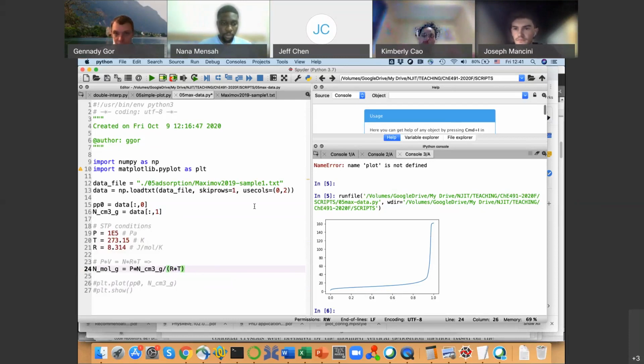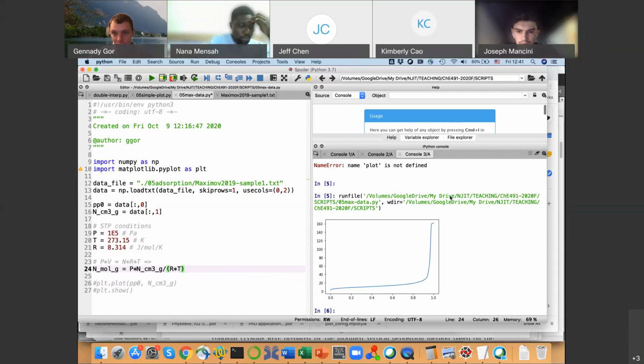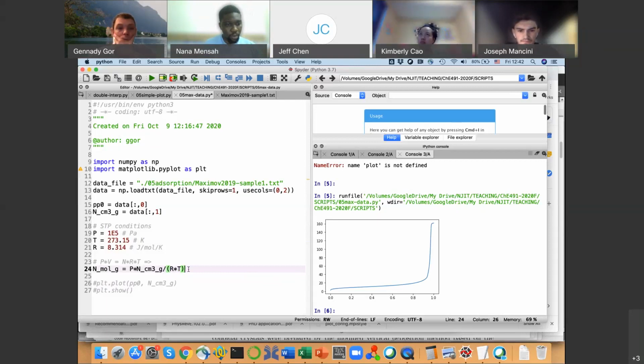Will it? I don't see the chat here. You're not saying anything in the chat. Say something. Will it give me moles or will it not? Difficult question. Well, it won't, because I have centimeters cube instead of meters cube. I need to convert centimeters cube to meters cube, and then I will get moles. So I will need to divide by 10 to the power 6.